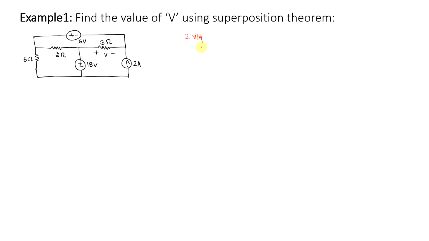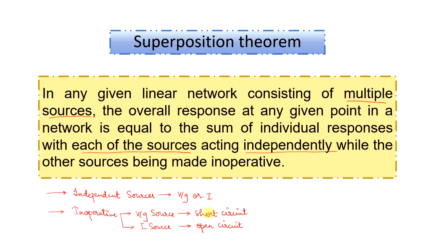In the example I have given, you have totally three sources: two voltage sources, one of 6 volts and another of 8 volts, and one single current source of 2 amps. What we need to do is consider these sources acting alone, making the other sources inoperative. Let us begin with the 6 volt source, and we make all the other sources inoperative. And I told you how: if it is a voltage source, make it a short circuit. If it is a current source, make it an open circuit.